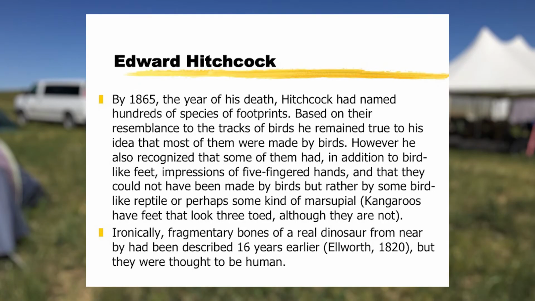1865, the year he died, Hitchcock had named hundreds of species of footprints. Based on the resemblance to the tracks of birds, he remained true to his idea that most of them were made by birds. However, he also recognized that some of them had, in addition to bird-like feet, 5-fingered hands. They could not have been made by birds. There must be some kind of a reptile that's like a bird, or maybe a marsupial like a kangaroo. Ironically, fragmentary bones of real dinosaurs had been described 16 years earlier by Ellsworth, and he thought they were human.